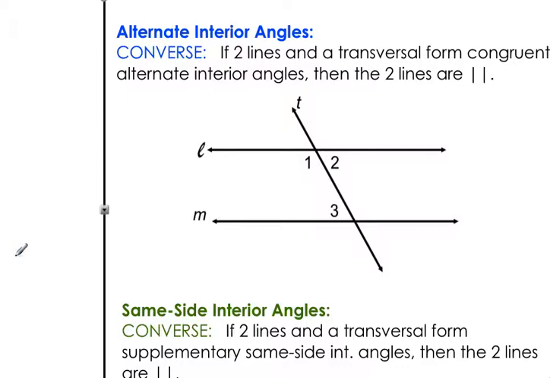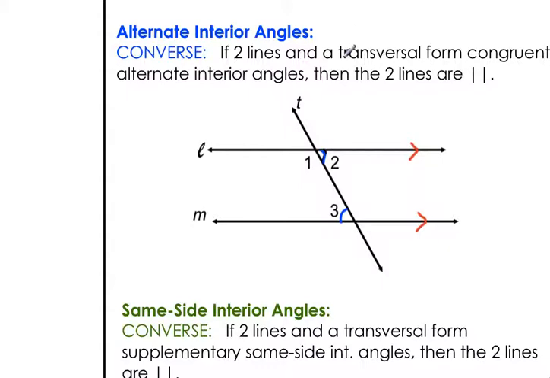All right, so now we're looking at alternate interior angles. Again, before we knew that the lines were parallel to begin with. Now I'm saying, okay, I have these two lines and I have a transversal. And to start out with, the alternate interior angles are congruent. So if I know that angle 2 and angle 3 are congruent to start out with, then I can say that line L is parallel to line M.